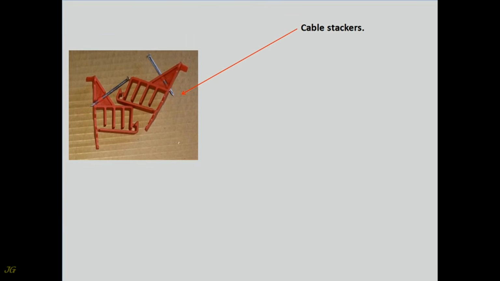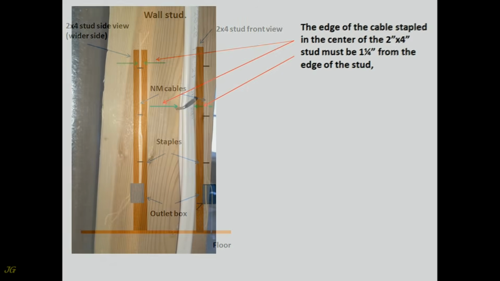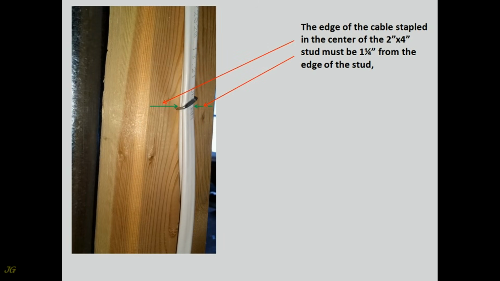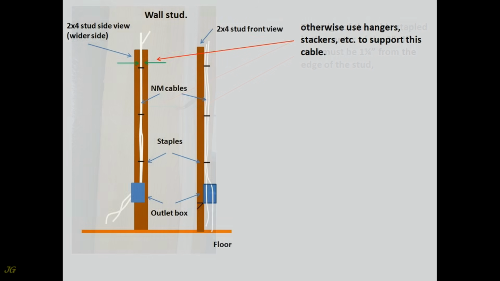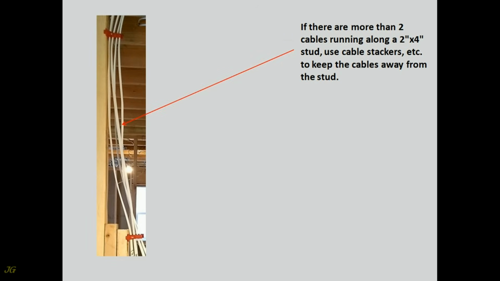Cable stackers. The edge of the cable stapled in the center of the 2 by 4 inches stud must be 1¼ inch from the edge of the stud. Otherwise use hangers, stackers, etc. to support this cable. If there are more than 2 cables running along a 2 by 4 inches stud, use cable stackers, etc. to keep the cables away from the stud.